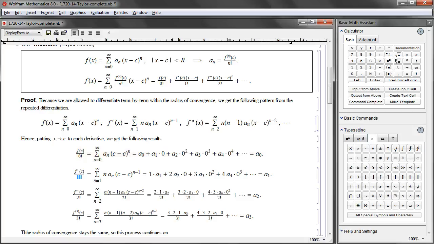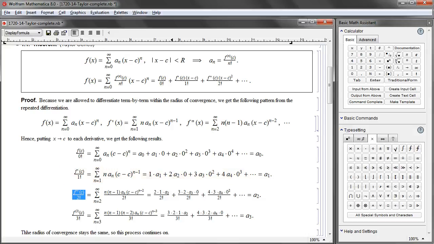How about the first derivative over 1 factorial? Again, 1 factorial is just 1, so you don't have to meddle with the denominator. And the derivative is something like this, and the series begins from n equals 1, as I said early on. And now, plug in x equal to c, we have 0 to the n minus first power. So all these are zeros, and then we only have the first term, 1 times a1, which is a1.